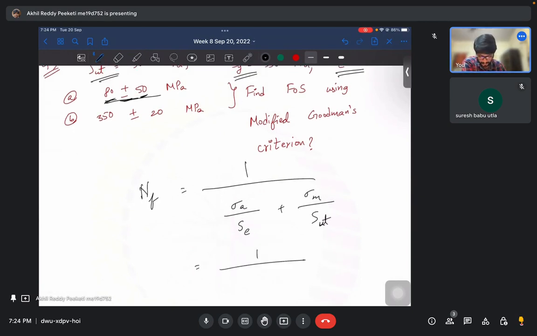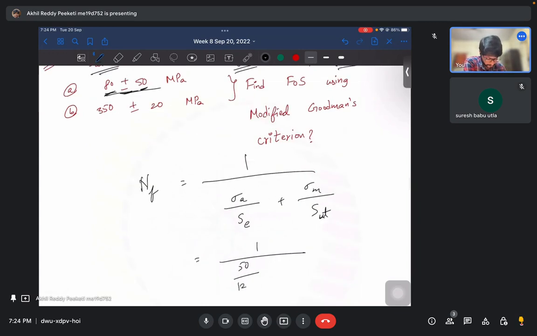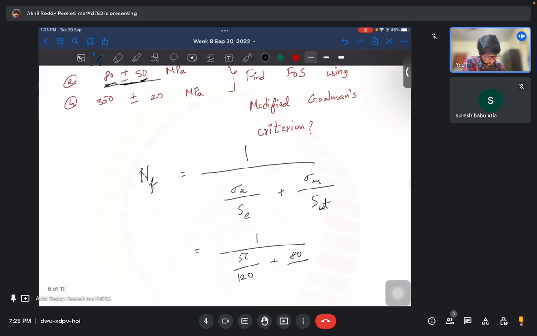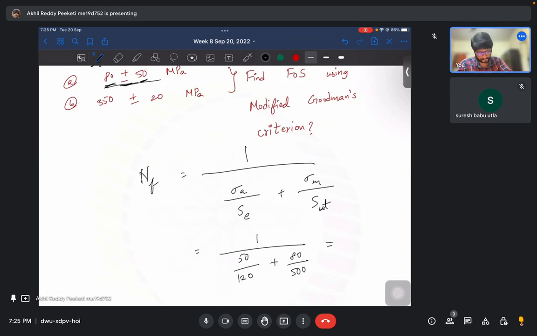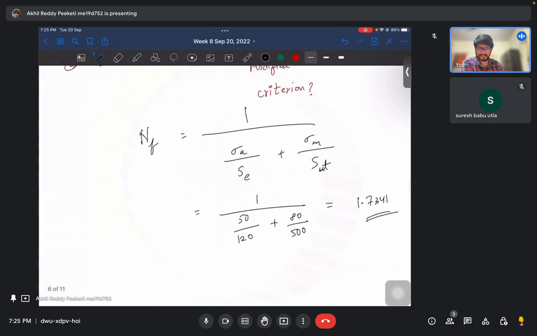So amplitude is 50 by endurance is 120, plus mean is 80 by ultimate tensile strength is 500. So 1 by 50 by 120 plus 80 by 500. So 1.734. Okay. Is this clear, Suresh?